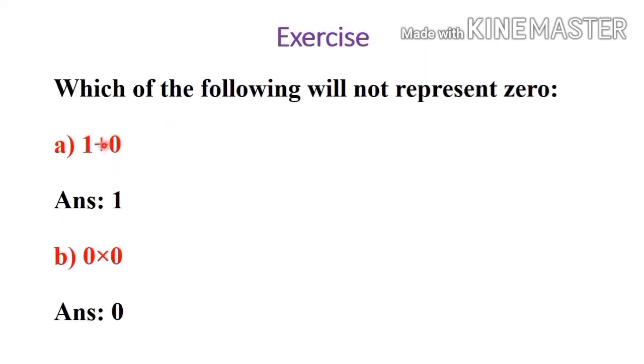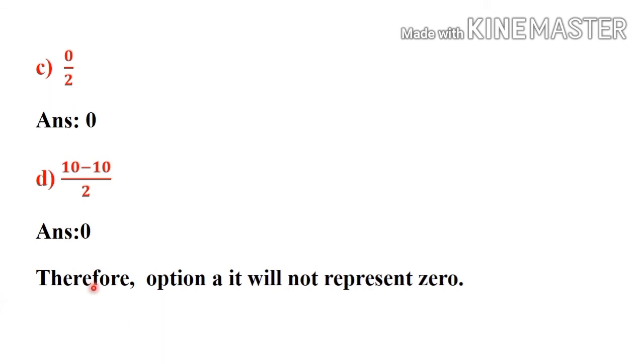Can you see here 1 plus 0? What is the answer? 1. So option A is the correct answer, because when you do the calculation you are not getting 0. So option A. This is a 1 mark question. For your understanding I have written the answers for each option and finally the answer. Therefore option A will not represent 0. I have given the explanation for each option also.